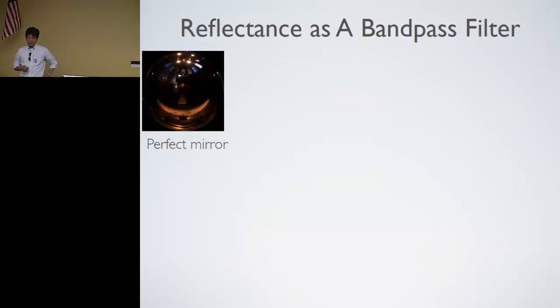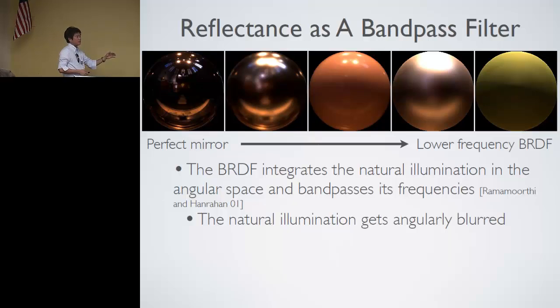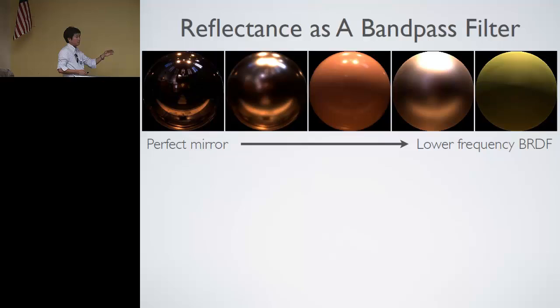And for that, we can think about how the reflectance acts upon the illumination. If you have a perfect mirror, the natural illumination is going to be directly reflected into your eyes. But if you have something that's more matte, the natural illumination is going to be angularly blurred in the local region and pasted onto the surface of the object. In other words, it acts as a bandpass filter in the frequency space, which means that it's basically doing angular blurring of the natural illumination as the reflectance becomes more matte.